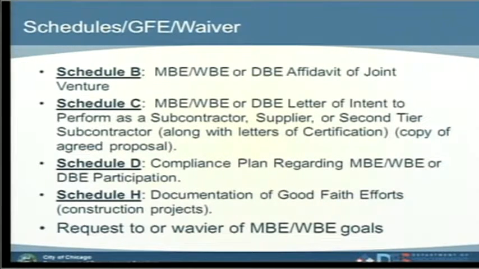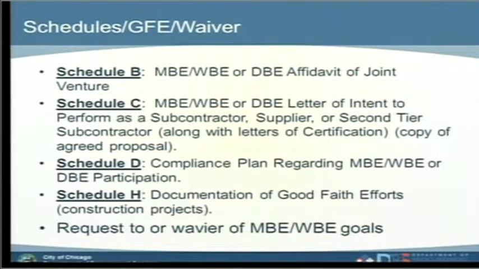The Schedule D, which is the compliance plan regarding minority, women, and disadvantaged enterprise participation. A Schedule H is the documentation of the bidder's good faith efforts, and that is mainly for construction projects. And a request to reduce or request to waive the M and the W goals.